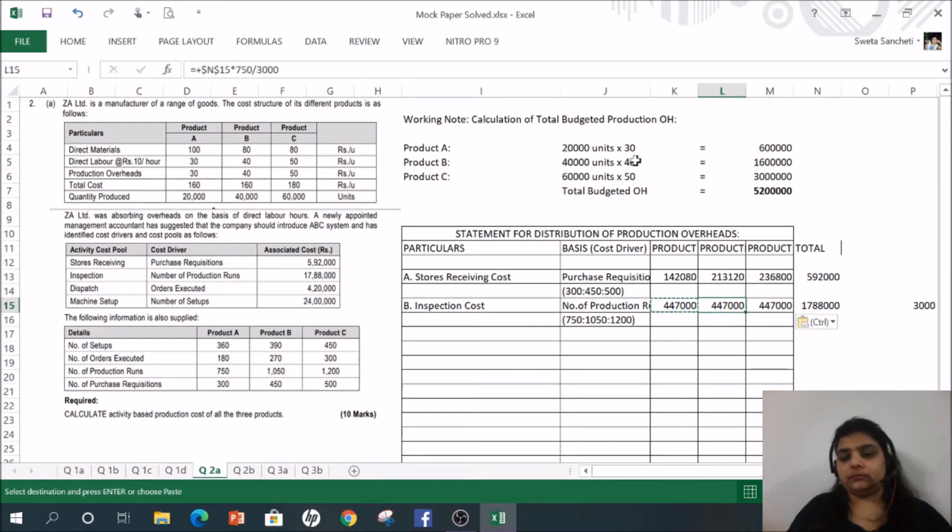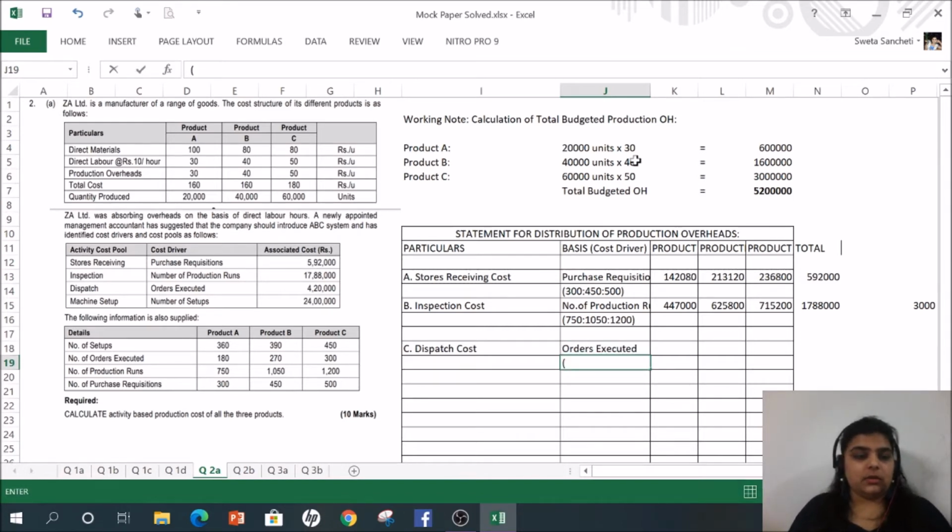Similarly, this would be 1050 divided by 3,000 and this would be 1200 divided by 3,000. Next is our dispatch cost. Dispatch cost is based on orders executed. That is the ratio of 180 is to 270 is to 300.